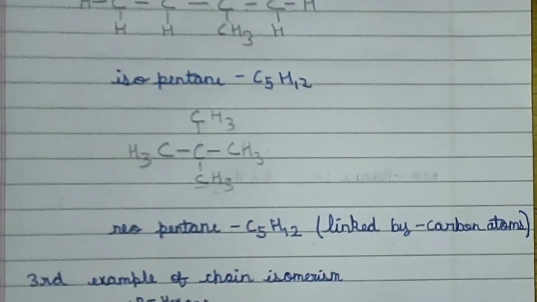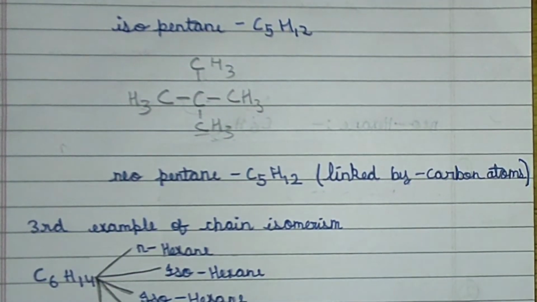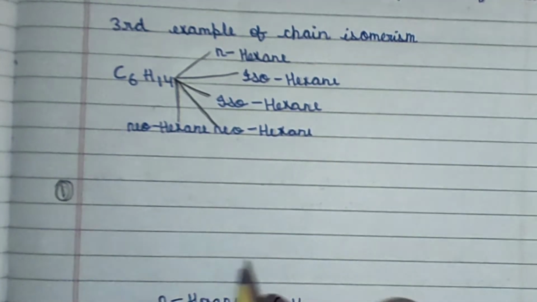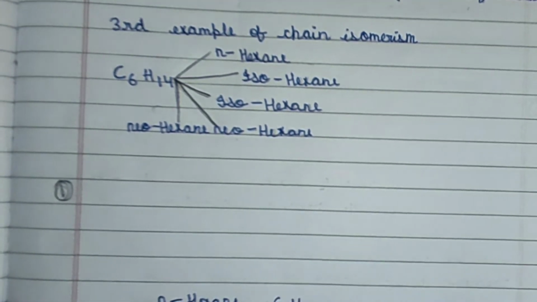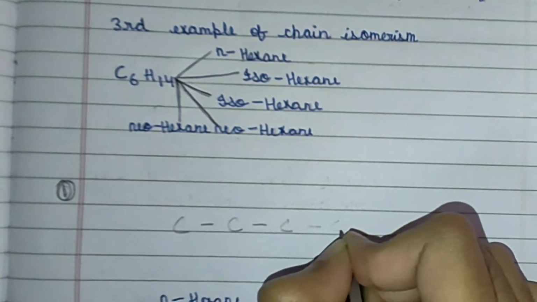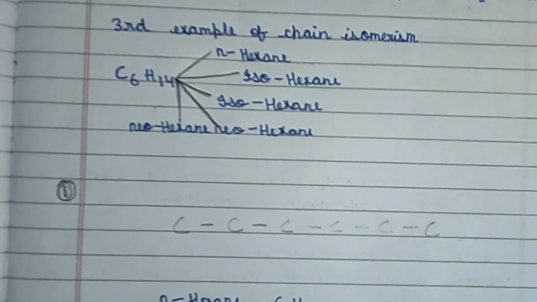Now we will take one more example of chain isomerism, that is C6H14. So this has 5 isomers: N-hexane, isohexane, one more isohexane, neohexane, and one more neohexane. Let's see. If we have to draw the structure of N-hexane, hex means 6, so we will draw 6 carbon atoms and N means single bond. 1, 2, 3, 4, 5, 6.